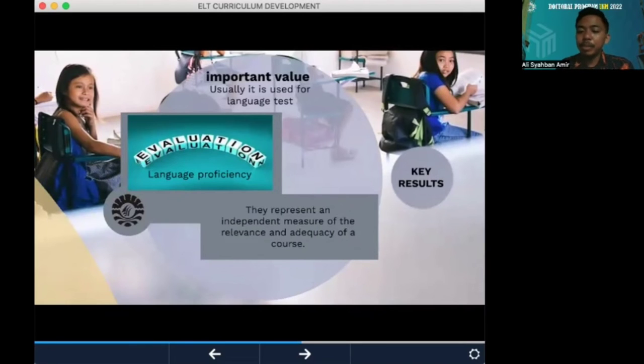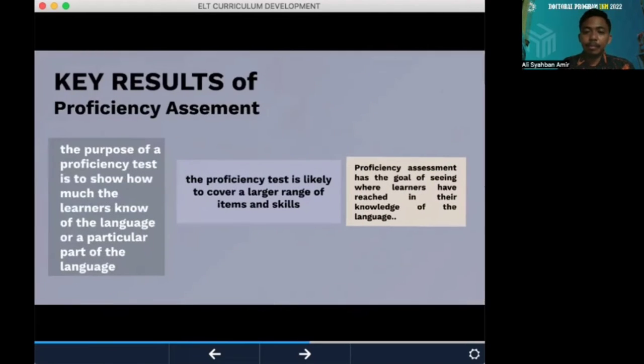They represent an independent measure of the relevance and adequacy of a course. The key results of proficiency assessment is about the purpose. The purpose of a proficiency test is to show how much the learners know of the language or a particular part of the language. The proficiency test is likely to cover a larger range of items and skills. And then proficiency assessment has the goal of seeing where learners have reached in their knowledge of the language.